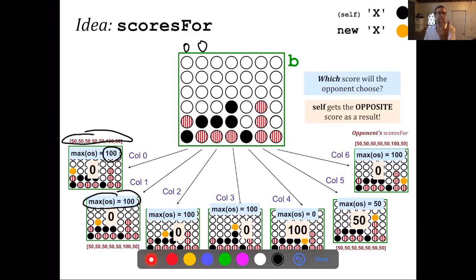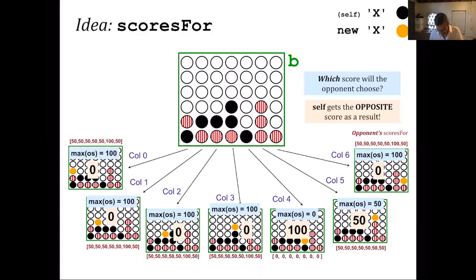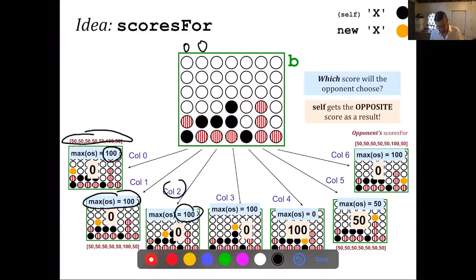Okay, so there's two functions going on here, right? There's the scores for function, which scores every column, and then it's the score board function, which scores the whole board. And the way you score the whole board is just by taking the maximum of the scores for the columns, okay? So if I were to move in column two, then down here at the bottom, you see the scores my opponent gives each column. The maximum of those is 100. So my opponent's going to rate this whole board as a 100. Right? That's the score board function. So I'm going to rate that as a zero.